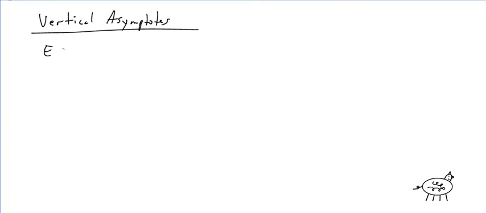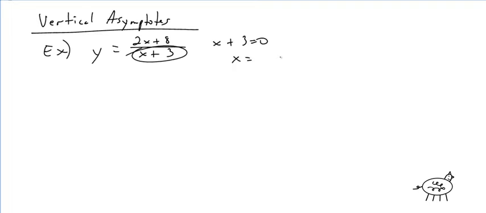So let me give you an example here. y equals (2x plus 8) over (x plus 3). Do you remember how to find the vertical asymptote? You set the bottom equal to 0. So x plus 3 equals 0, x equals negative 3.